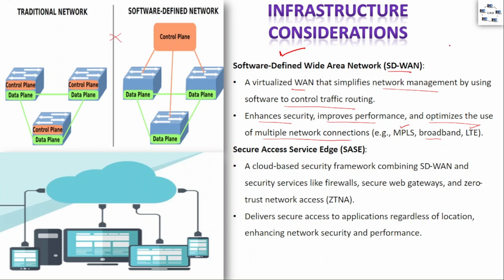For example, let's suppose an organization has multiple WAN connections such as MPLS, LTE, and another one that is broadband. So what does SD-WAN do? First, it distributes the traffic between these different networks. It does load balancing, and it can also provide high availability, so that if one connection is down, the traffic is routed to the next available connection or ISP.